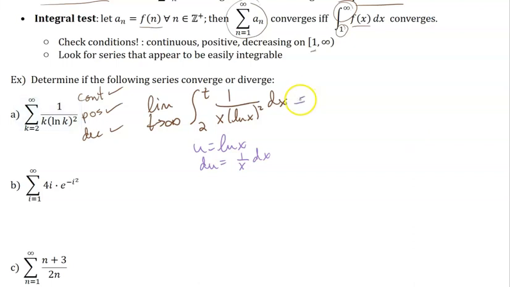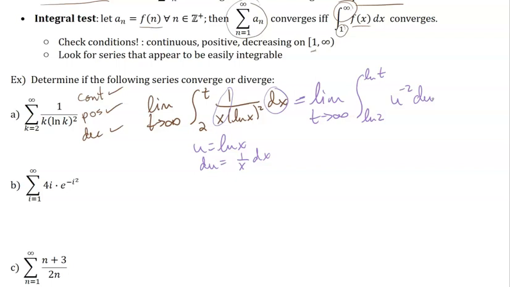Okay, so this is equal to the limit as t approaches infinity of the integral from, now it's not from 2 to t anymore, if I plug 2 in here, it's going to be from the natural log of 2 to the natural log of t, and then I'm going to have u to the negative second, and then the 1 over x dx is exactly equal to du, so I'm replacing that with du.